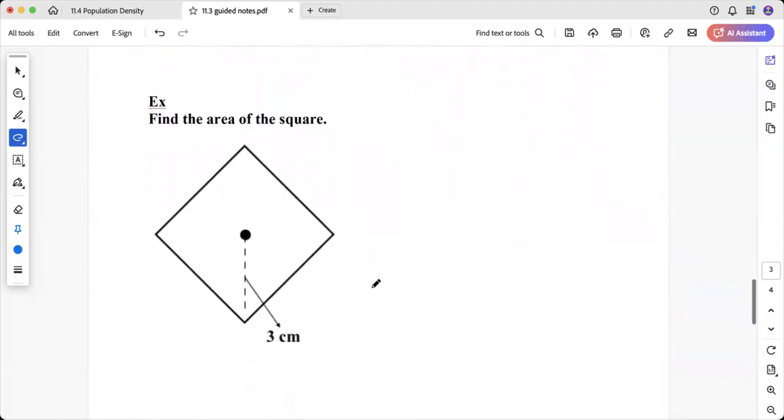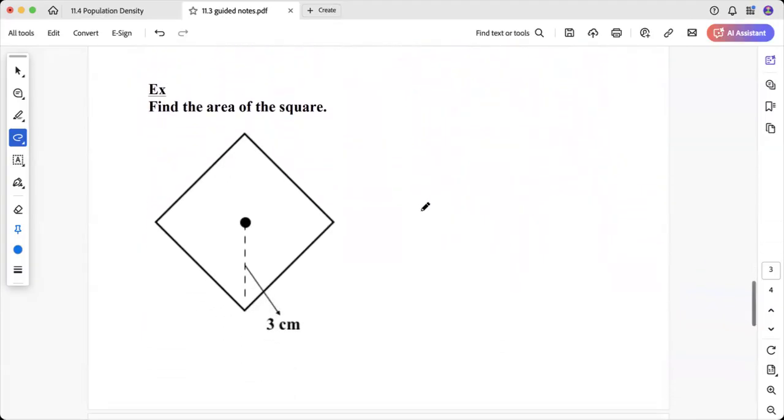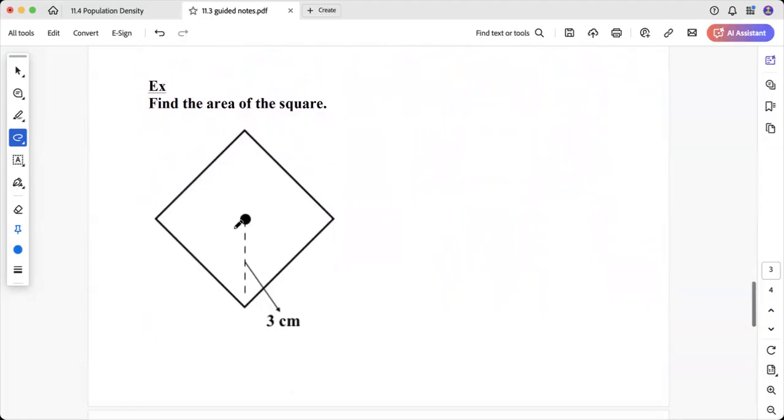All right, next one. Find the area of the square. Here we're going to have to use the same information. This here is the radius. I can draw here the apothem, that's the A. Now I need to find this side. This is a square, which means each angle is 90 degrees. This is split in half, so this is 45 degrees, which means this is 45 degrees.